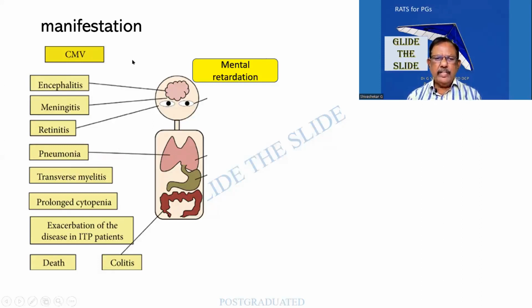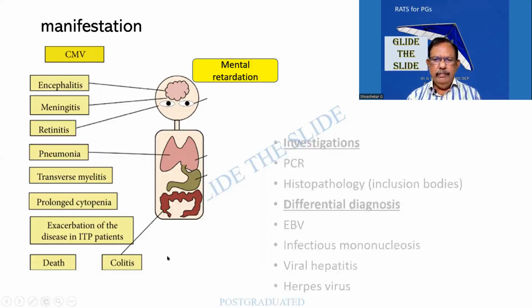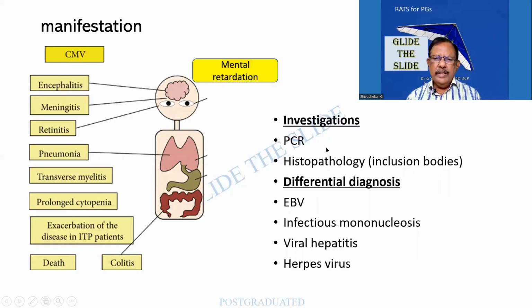And one virus that it has to be differentiated from will be the Epstein-Barr virus. That I have deliberately cut so that we concentrate only on the cytomegalovirus. Now, what are the investigations? One is PCR. Secondly, in histopathology, you are seeing the classical inclusion bodies. The differential diagnosis clinically can be the EBV or the infectious mononucleosis, viral hepatitis, or the herpes virus. These are the differentials we should be having in mind. I had mentioned that in the last class, you can go back to it.